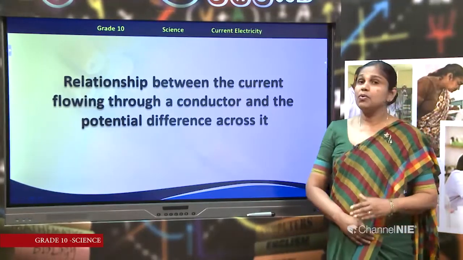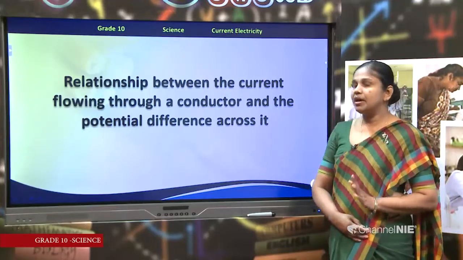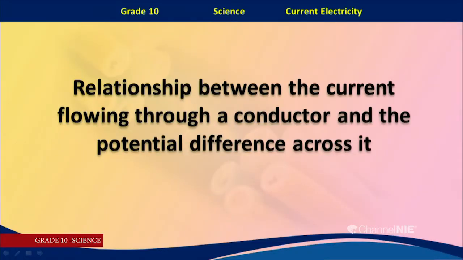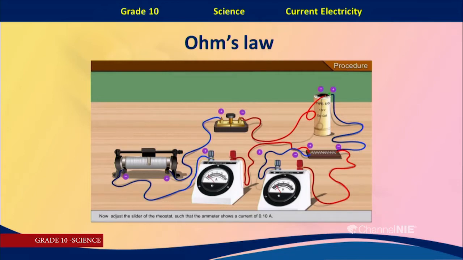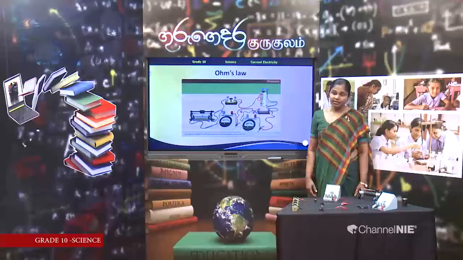Now we are going to move to the next part of the lesson. This is the relationship between the current flow through a conductor and the potential difference across it. Children, to find the relationship between the current flow through a conductor and the potential difference across it, we have to do an experiment. This is really an experimental circuit setup. You can see here on the screen the circuit setup that we have to prepare. Right now, I am going to show you how this particular circuit is constructed.